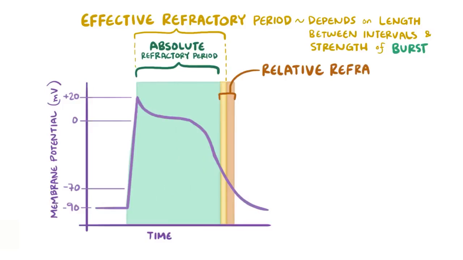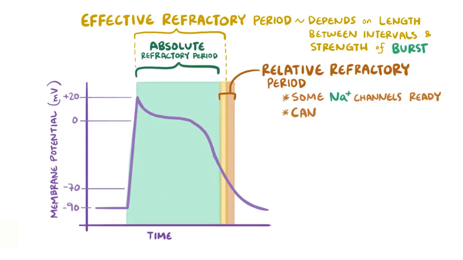Next comes the relative refractory period, which starts at the end of the absolute refractory period and goes until all those sodium channels are recovered. During this period, there's a mix of some of those sodium channels being recovered and available for another depolarization, and some not being ready. But that proportion of ready sodium channels increases over time. Therefore, a cell in the relative refractory period can depolarize, but it needs a bigger stimulus than normal.